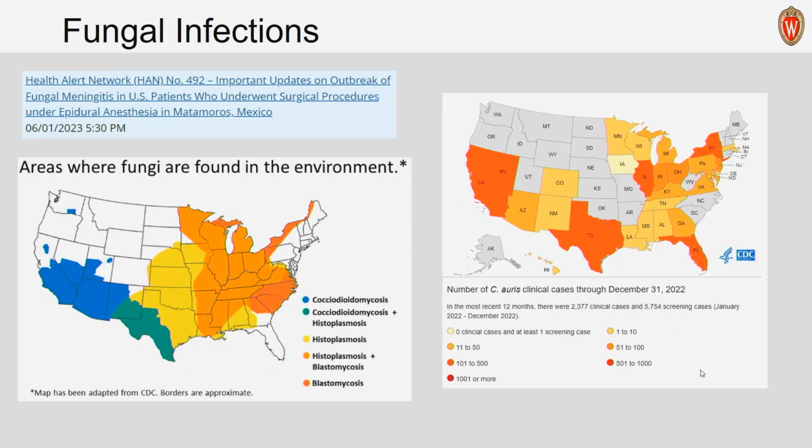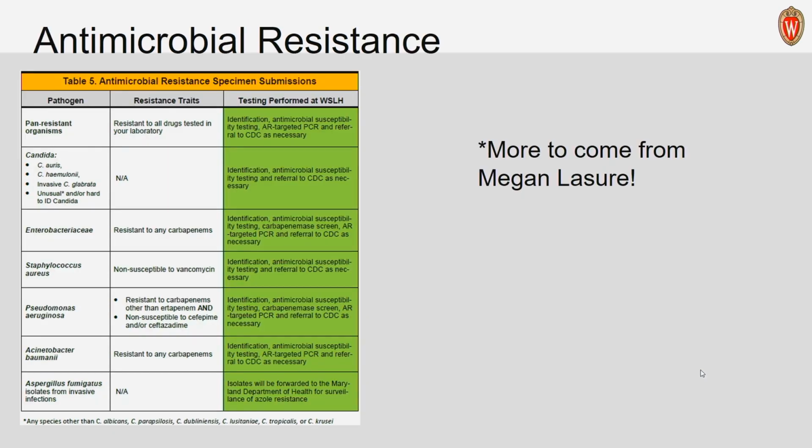Fungal infections, just to mention that we are still interested in this as a reportable disease, particularly for our endemic fungi. We are a very big hotspot for blastomycosis here in Wisconsin, and we also overlap with histoplasmosis. We do a fair amount of testing for Candida auris here in Wisconsin as well, and you'll hear more about that from Megan Lasure later today. We're not the hottest spot. You can see there are some other more endemic areas for that now.